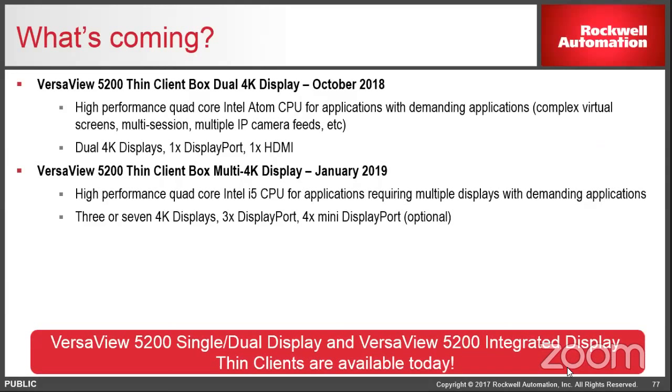But as soon as we released the thin clients, people started yelling at me that I don't support 4K resolutions because the Intel Bay Trail family does not support 4K, and so we have to solve that. Because more and more 4K screens, we're putting more and more content on making more of these big industrial TVs or flat panels. And so in the next couple months here, we're going to be having a dual 4K ThinManager thin client, and then one that supports up to 7 displays. So all 4K.